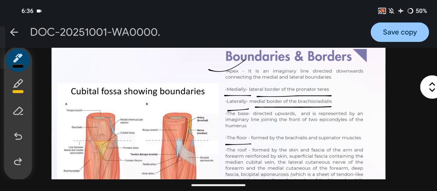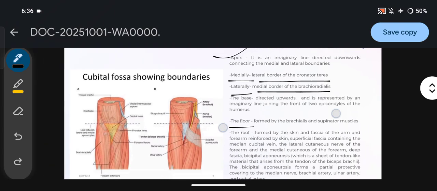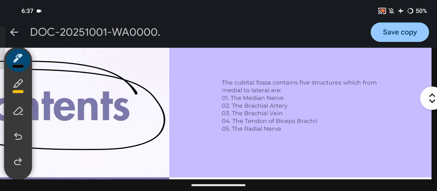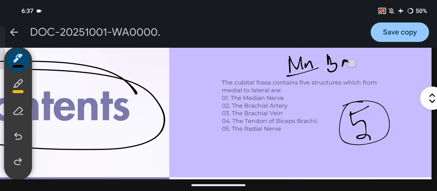So the apex, medially, laterally, the base and the floor we have discussed. Then we will come to the contents. What are the contents present in the cubital fossa? The cubital fossa contains five structures, from the medial to the lateral. Number one is the median nerve, then brachial artery, then brachial vein, then the tendon of biceps brachii, then the radial nerve.